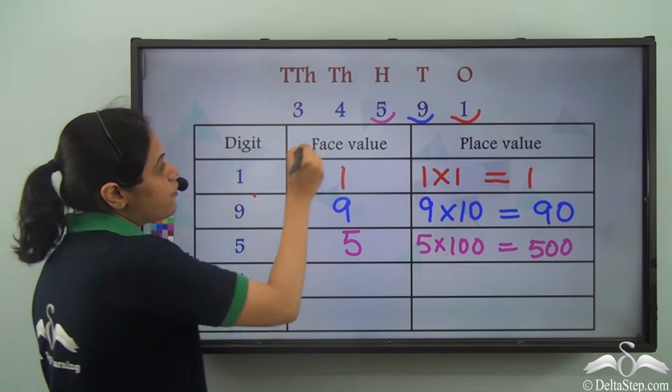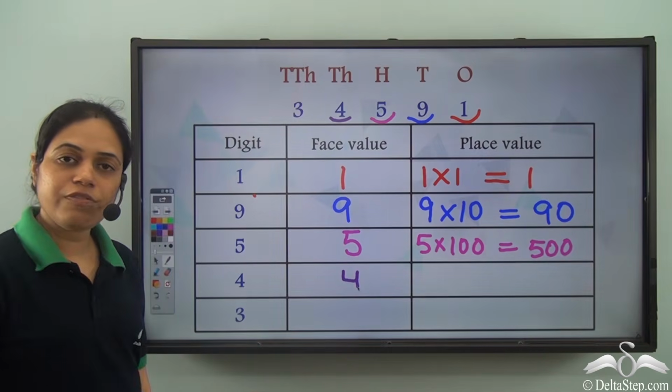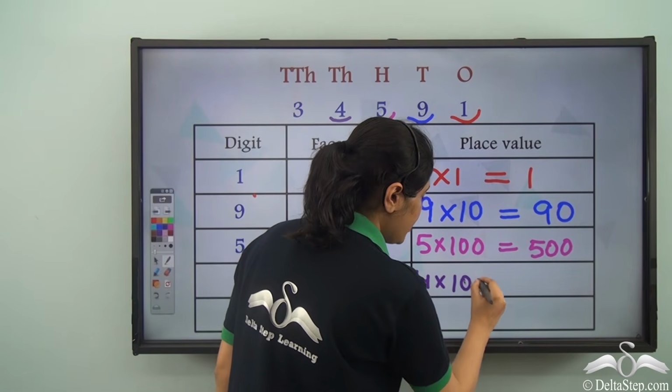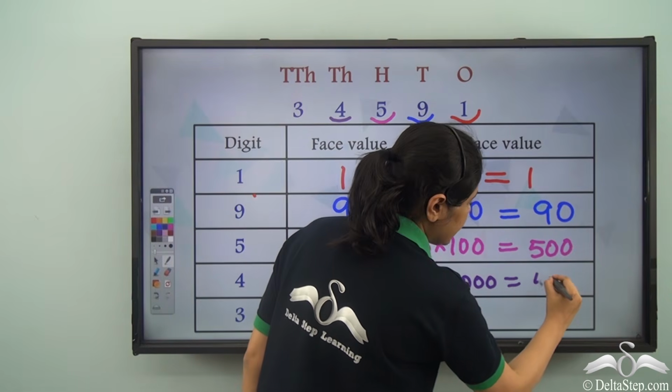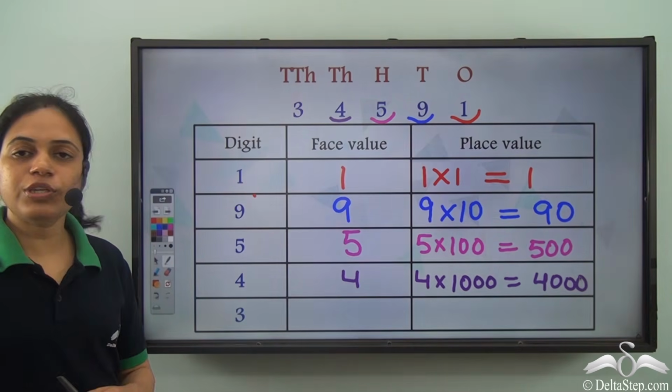Now what about 4? So we see that 4 is in the thousands place. The face value will always be 4. But the place value will be 4 into 1000. That is 4000.